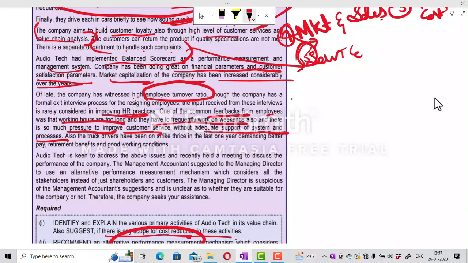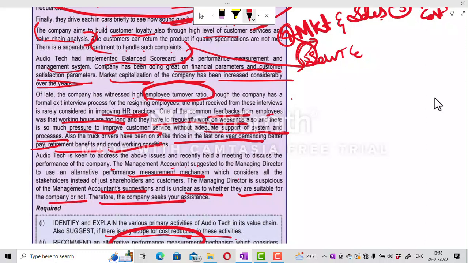Okay. Also, truck drivers have gone on strike thrice in the last 1 month, demanding better pay, retirement benefits, and good working conditions. Audiotech is keen to address the above issues and recently held a meeting to discuss the performance of the company. The management accountant suggested to the managing director to use an alternative performance measurement mechanism which considers all the stakeholders instead of just shareholders and customers. The managing director is suspicious of the management accountant's suggestion and is unclear as to whether they are suitable for the company or not. Therefore, the company seeks your advice.